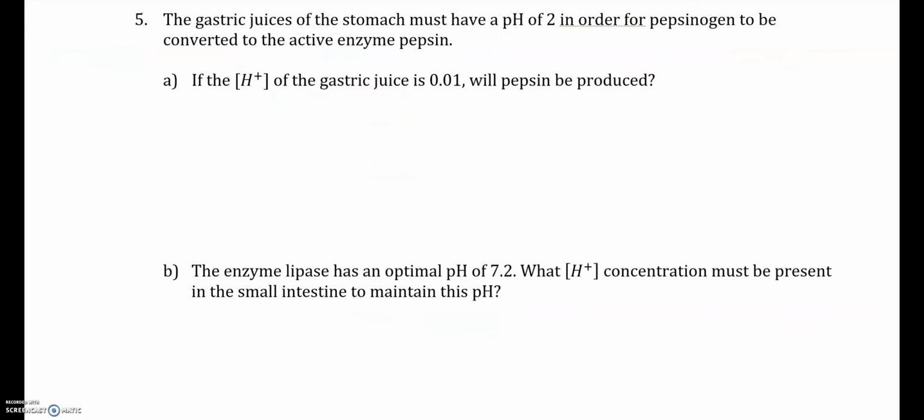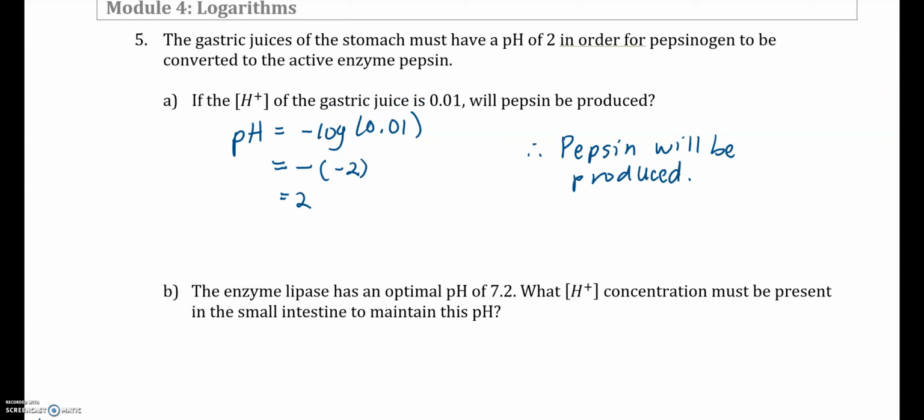In the last question in this module, we'll look at another gastric juices of the stomach problem. So the gastric juices of the stomach have a pH of 2 in order for pepsinogen to be converted to the active enzyme pepsin. So if the H plus of the gastric juice is 0.01, will pepsin be produced? We want to calculate the pH. For an H plus of 0.01, we get minus of negative 2, which ends up being positive 2. The pH we found here is equal to 2, therefore we know that pepsin will be produced.